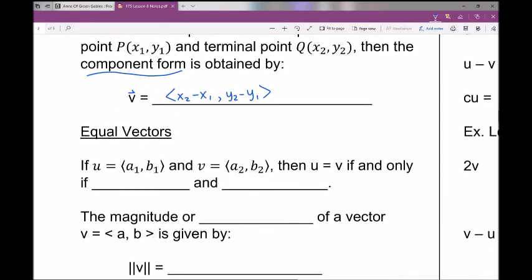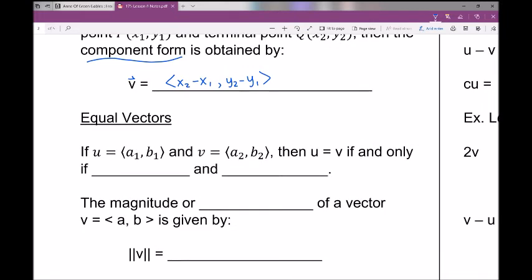Now we're going back and talking about equal vectors, and this time, instead of geometrically, we're going to define it algebraically. So if we have a vector u and a vector v, we know that they're equal if and only if a₁ is equal to a₂ and b₁ is equal to b₂. So all this means is that the numbers inside of u and inside of v must be exactly the same and in the same order. And then we know that u and v are equal.